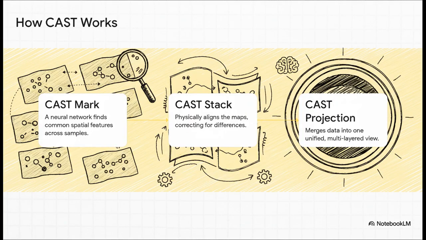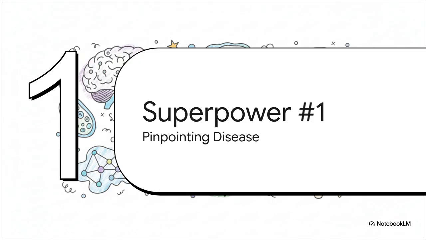And it works in three really elegant steps. First, the mark step. A neural network scans each map and finds common molecular landmarks. You can think of these like unique biological street signs. Then the stack step physically warps and stretches the maps to line up those landmarks. And finally, projection, where it merges all that data into one unified, multi-layered map that's finally ready for some real analysis. So what can you actually do with this biological GPS?